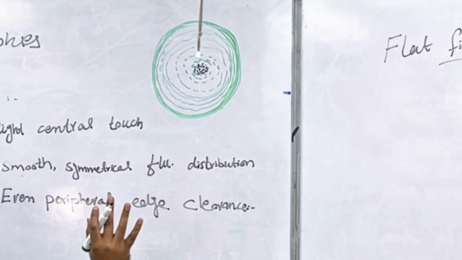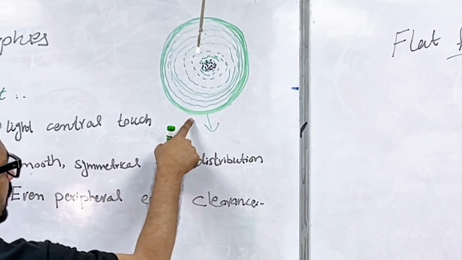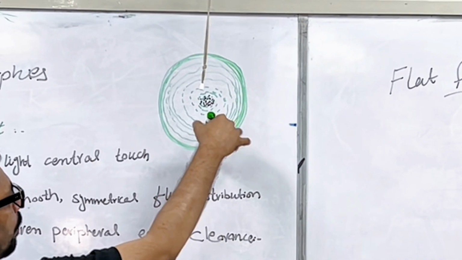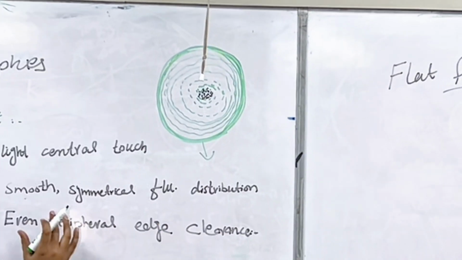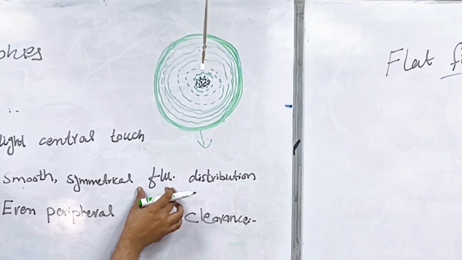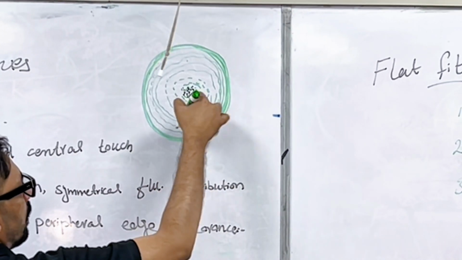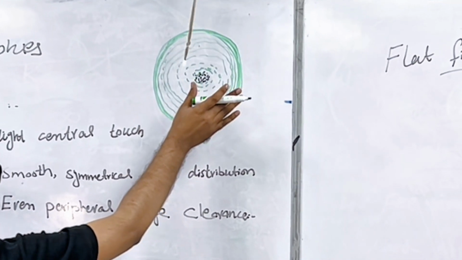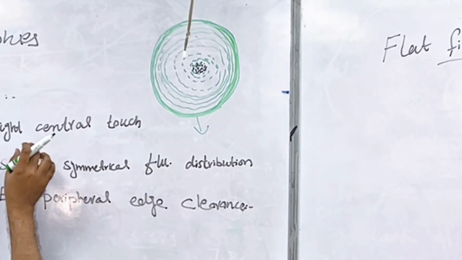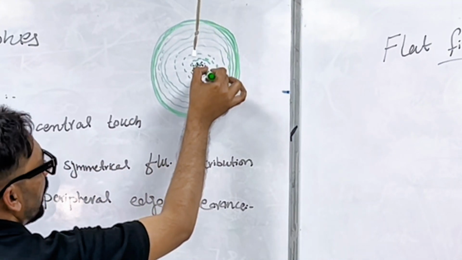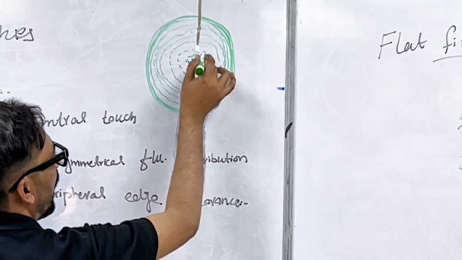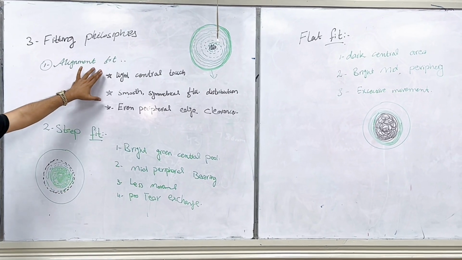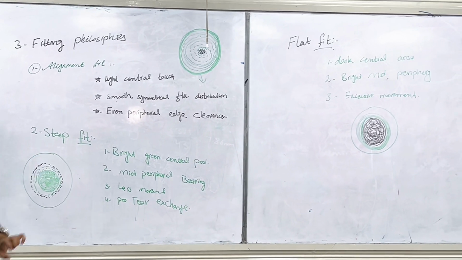So there are three portions. Number one, this portion is called even peripheral edge clearance. Edge clearance means more green fluorescence, right? The second one is called smooth symmetrical fluorescein distribution. The whole fluorescein will evenly distribute under the RGP lens. And the third one is called light central touch. The contact lens will least touch at the center. These are the characteristics of the alignment fit. And now we will discuss the steep fit, right?